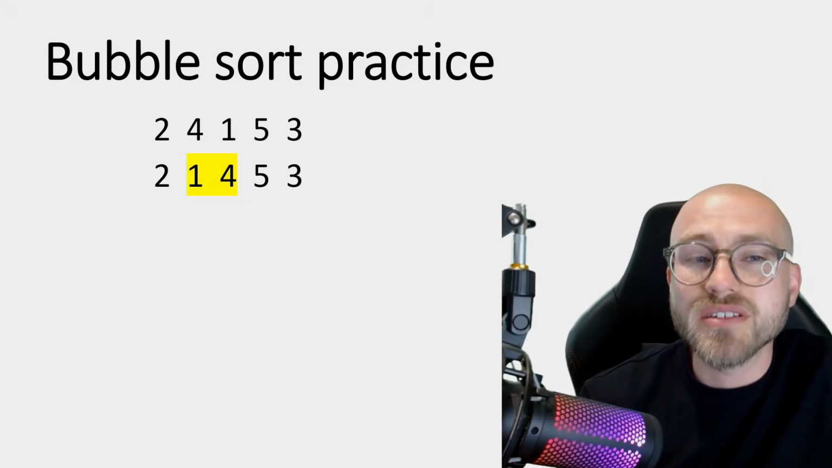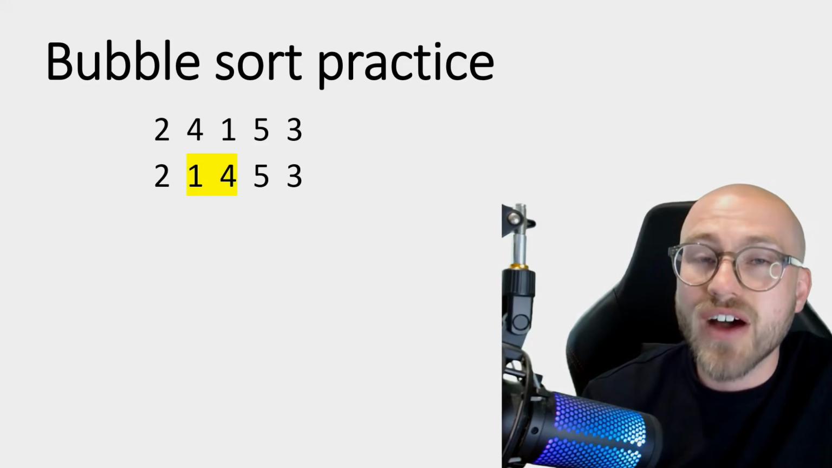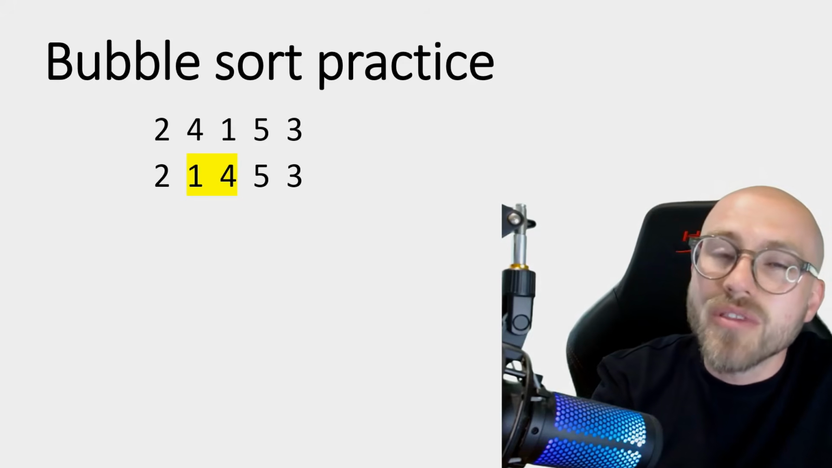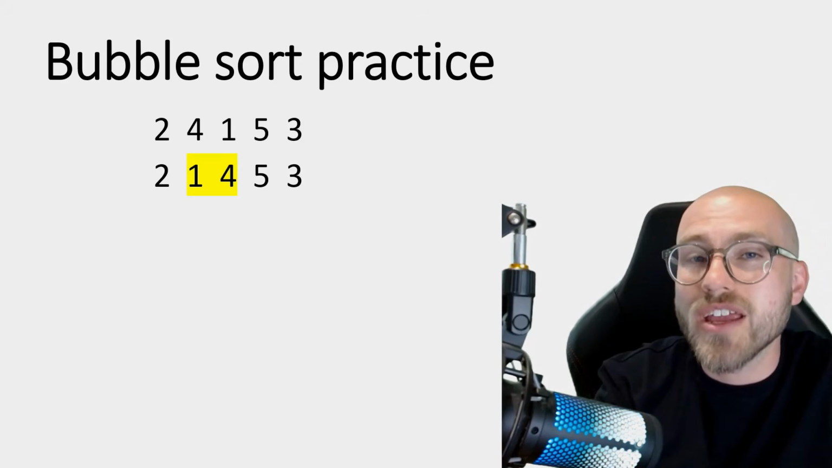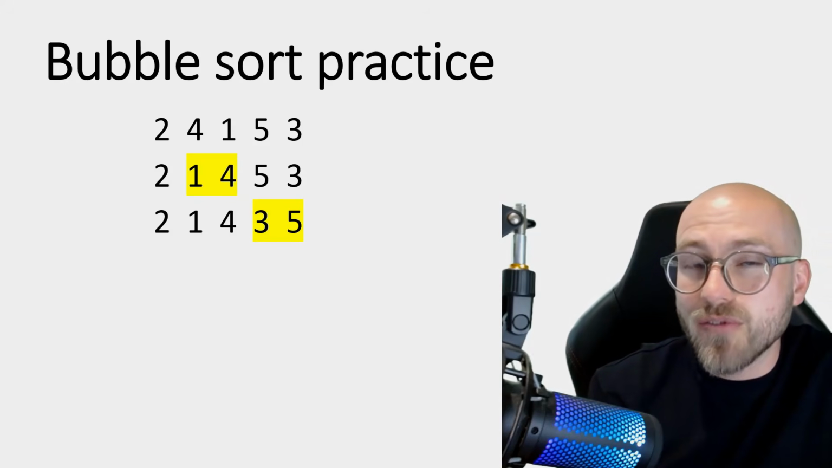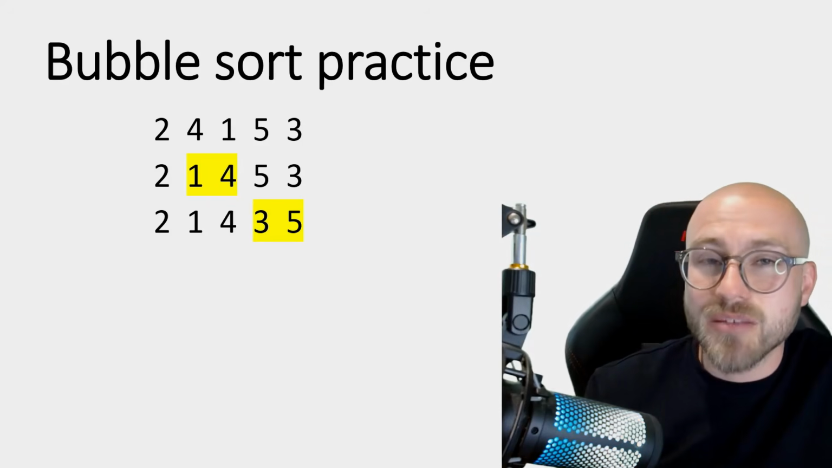Now at this point, the 4 will be compared to the 5. 5 is bigger than 4, so there's not going to be any swap. We will then compare the 5 to the 3. 5 is larger than 3, so they're going to swap. Now we've done a full pass here, so we're going to go back to the beginning.